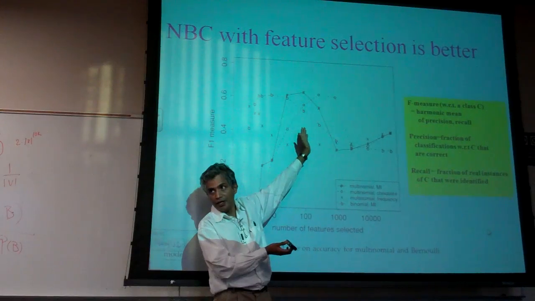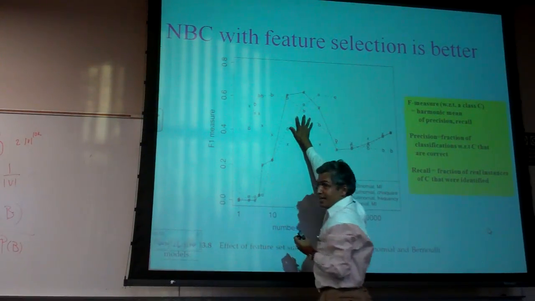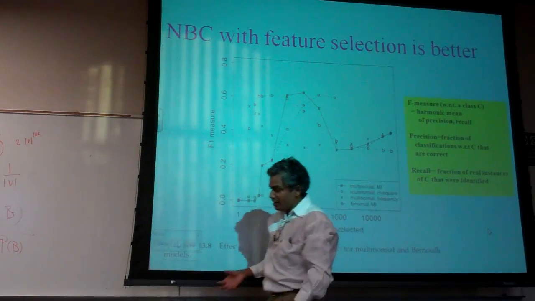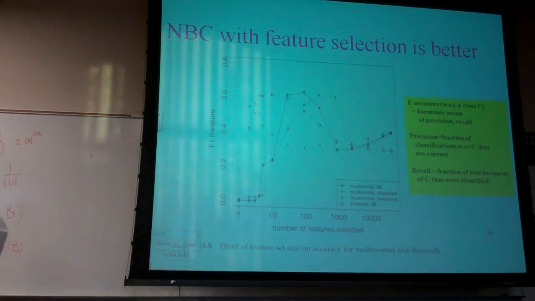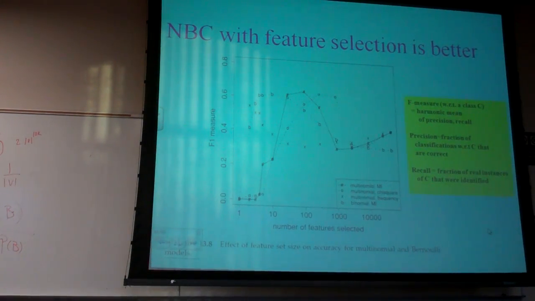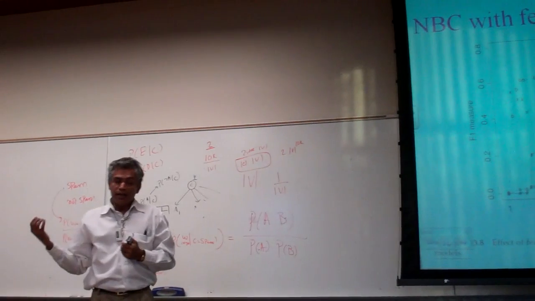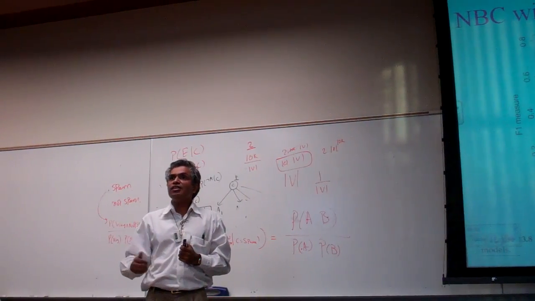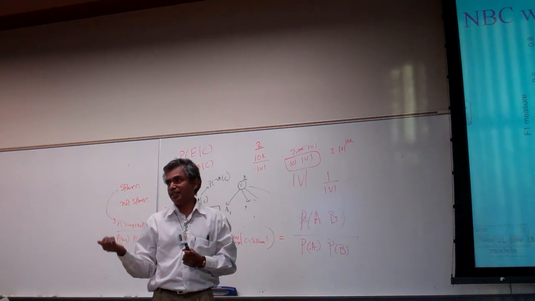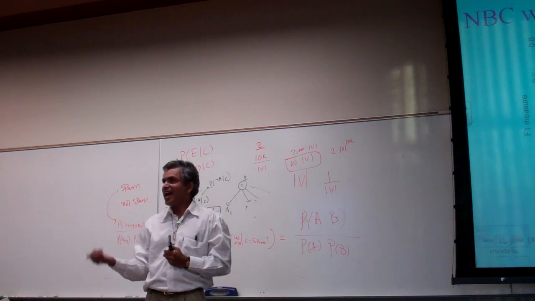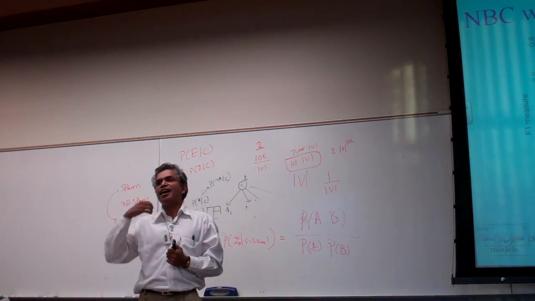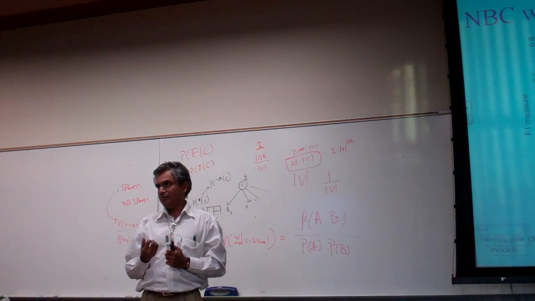Do you understand what I'm saying? Again, this is on the test data. If you were to learn your naive Bayes classifier on all 50,000 words in the vocabulary, not only would you take more time, but you will actually do worse during the testing, because the chance that you fixated on an irrelevant feature is very high.